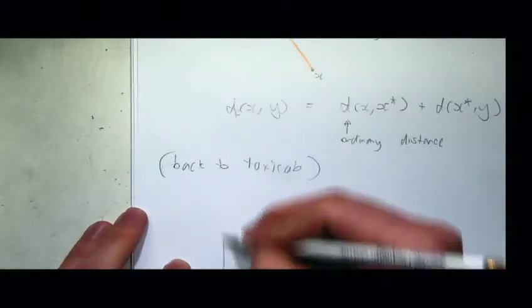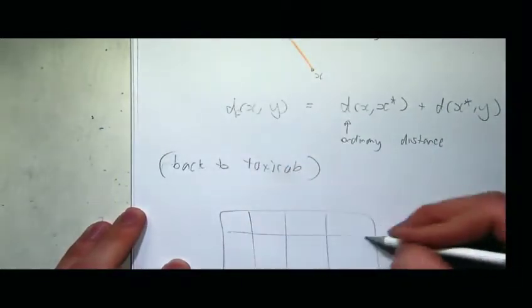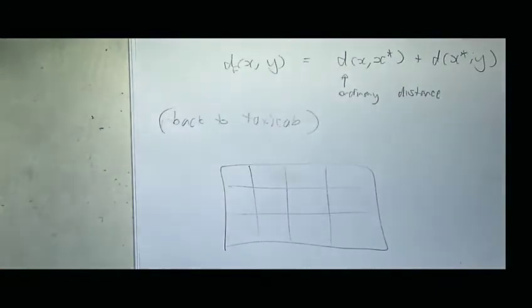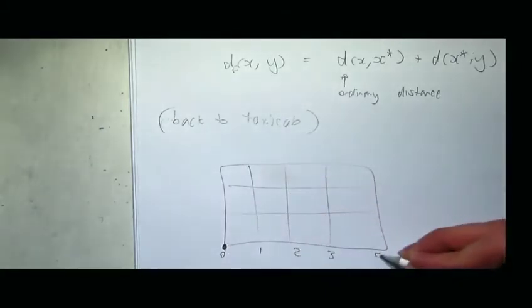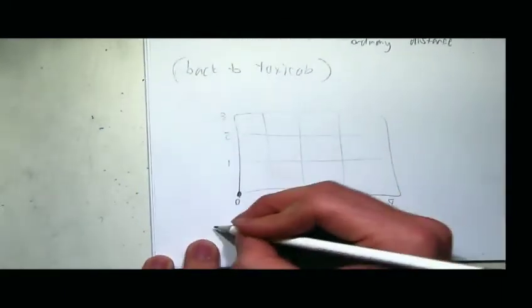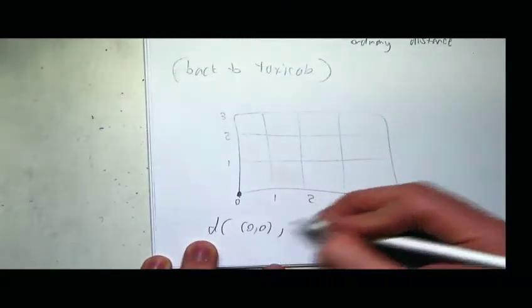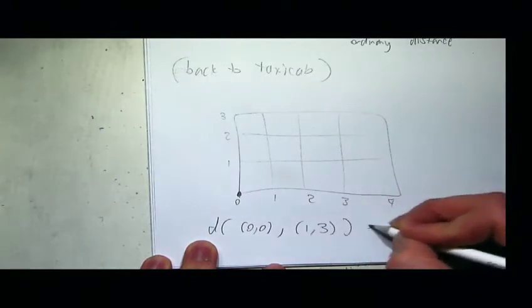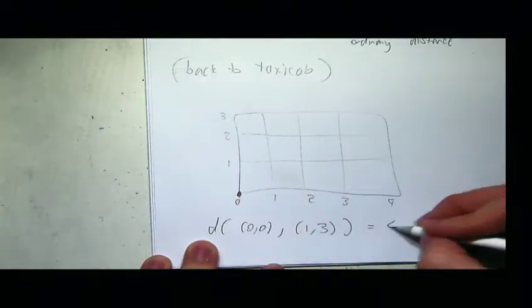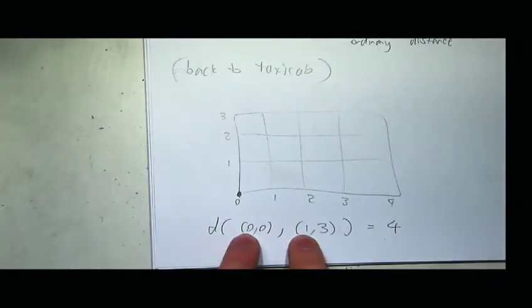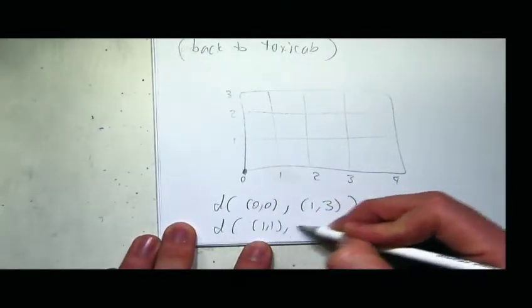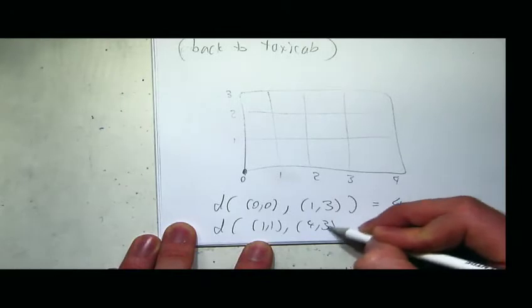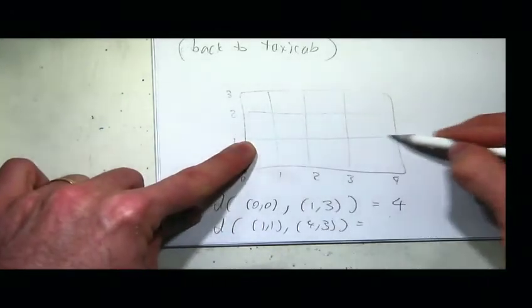Back to the taxicab, actually draw yourself a grid and figure out how far everything is from everything else. So this will be 0, 1, 2, 3, 4, 1, 2, 3, and we can go the distance between the point 0, 0 and the point 1, 3 is 1, 2, 3, 4, which is that distance plus that distance. And the distance between 1, 1 and 4, 3 is 1, 2, 3, 6.